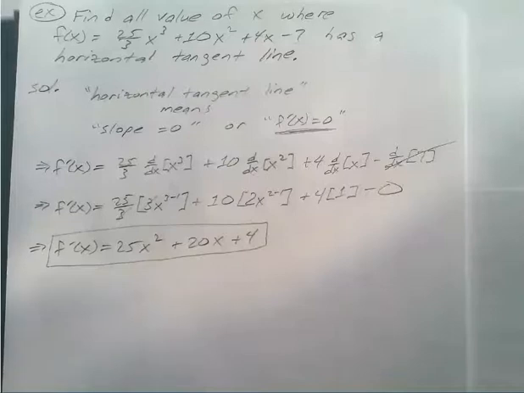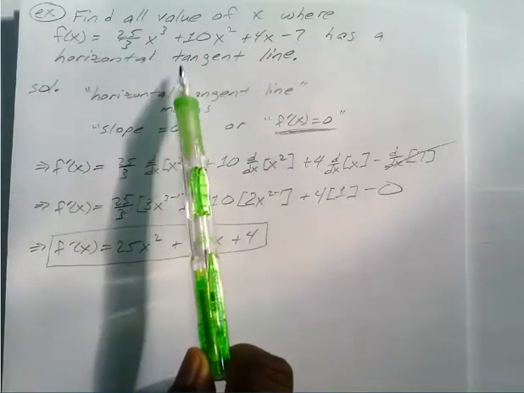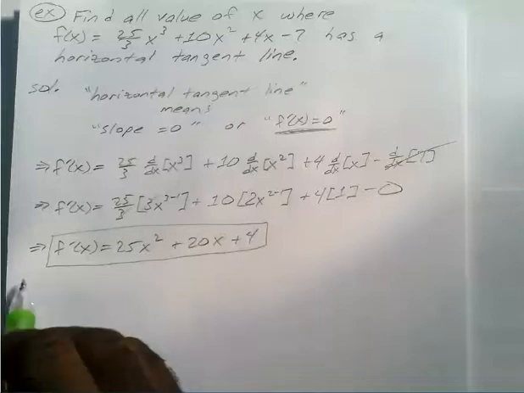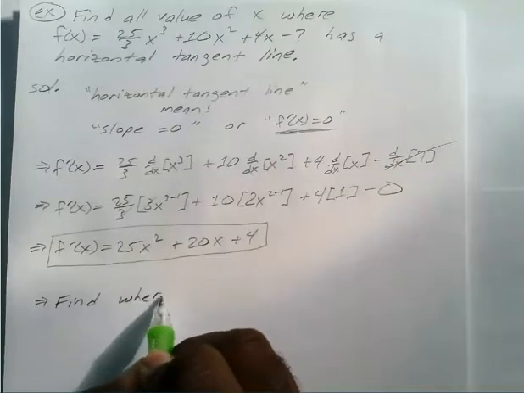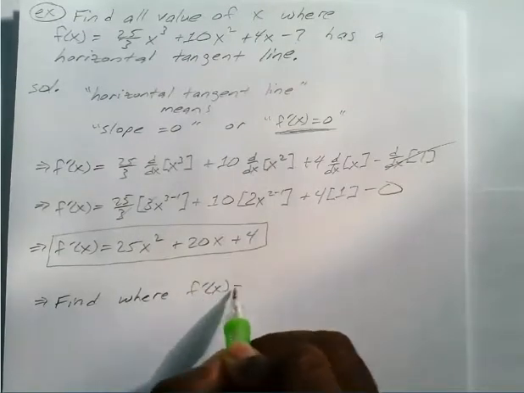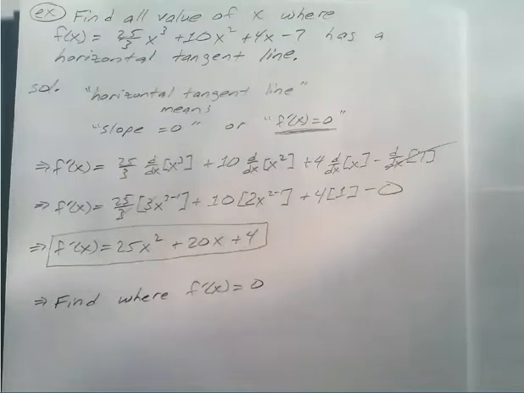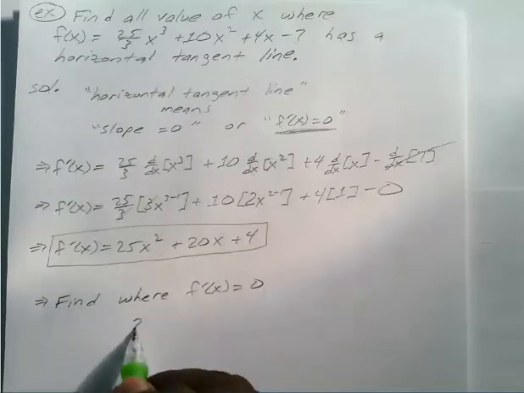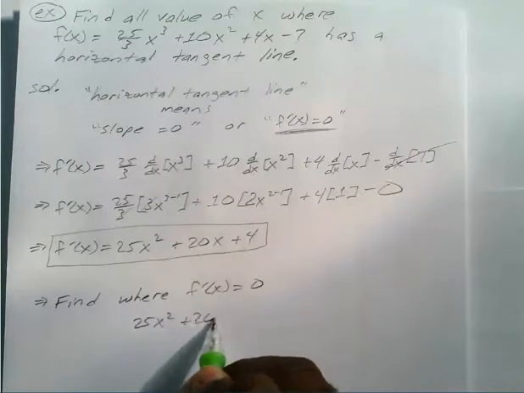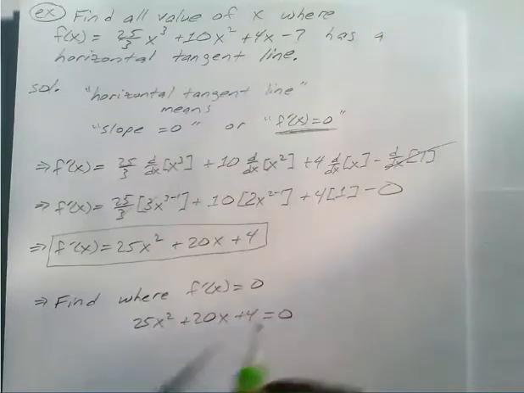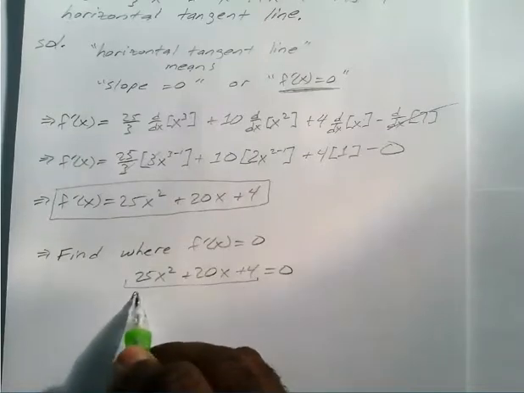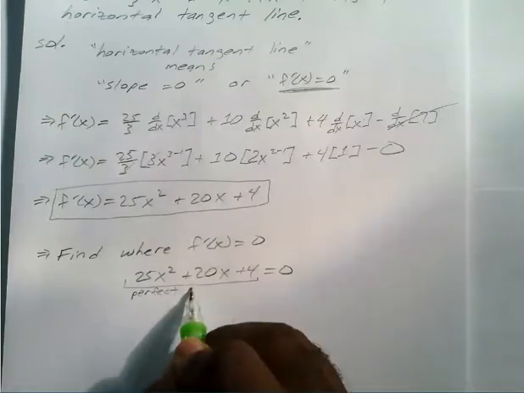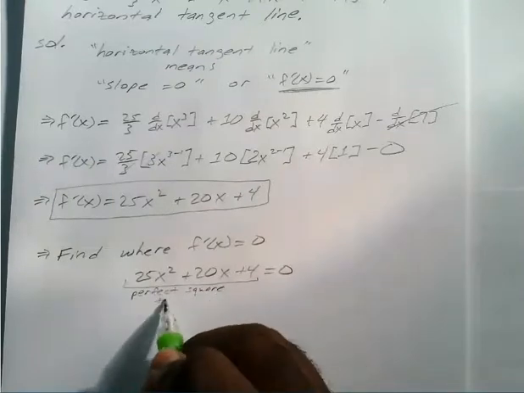Okay, so now that we've done that, we have to find out the x values where we have our horizontal tangent line. So in other words, find where f prime of x is equal to 0. Since this is our f prime of x, we have 25x squared plus 20x plus 4 equals 0. Okay, which isn't too bad, because if you look at this one, you'll notice it's a perfect square trinomial.